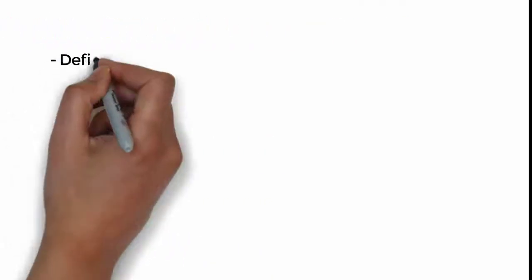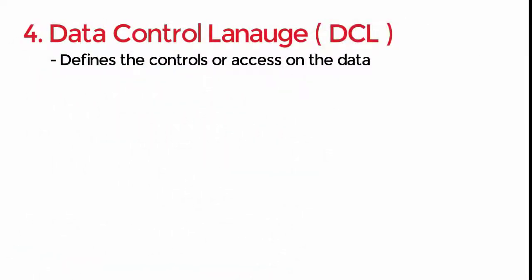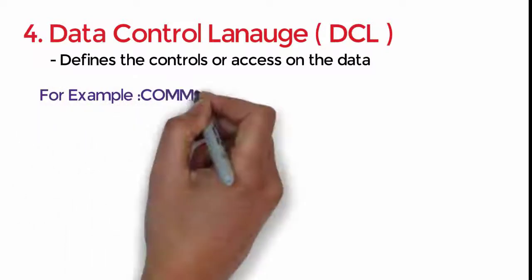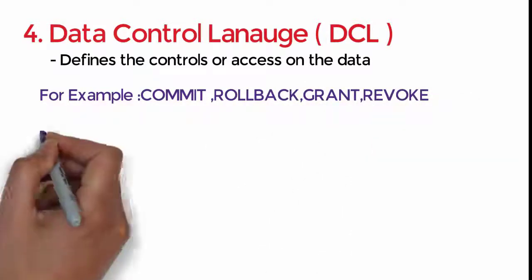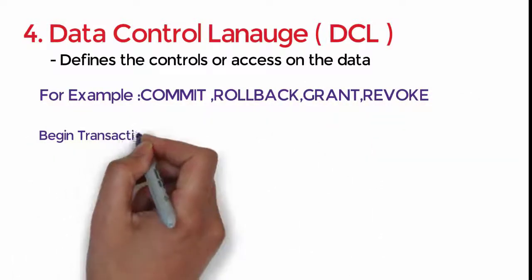Fourth, statements which define the control or access on the data. For that, we have data control language, that is DCL. This involves 4 commands like commit, rollback, grant, revoke. This helps to protect the database or control the state of data.